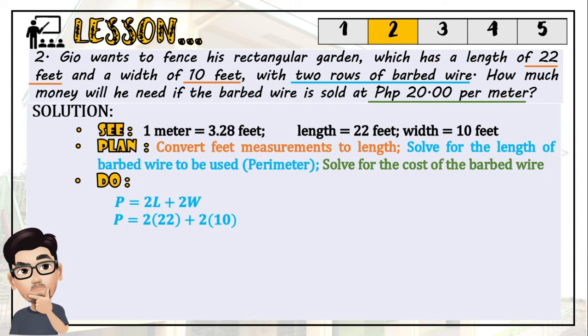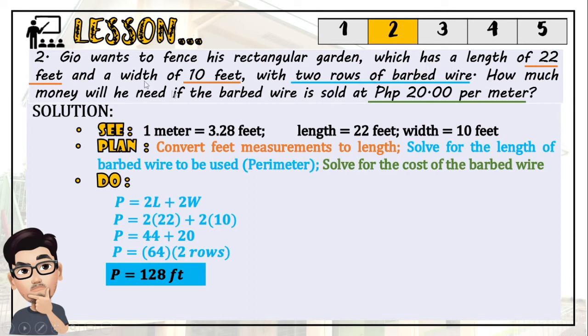2L plus 2W. Actually, this is the formula for solving for the perimeter of a rectangle. So executing that, we will have 2 times 22 plus 2 times 10, which will be 44 plus 20, and the perimeter of the rectangular garden is 64. But Gio said that he needs to have 2 rows of barbed wire. So from that 64, which is the perimeter, we'll multiply it by 2 rows. So Gio will need 128 feet of barbed wire.